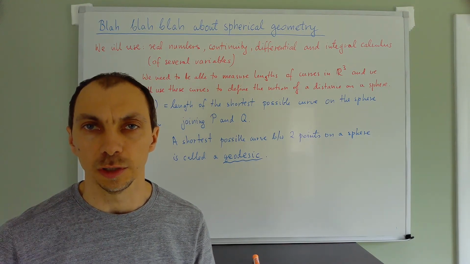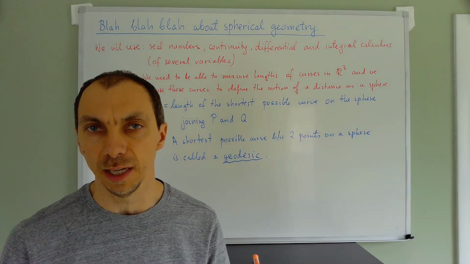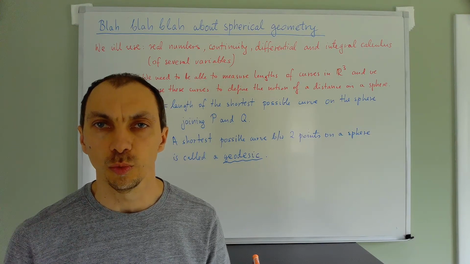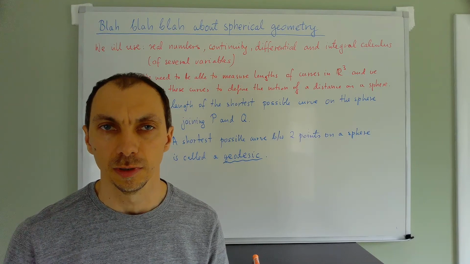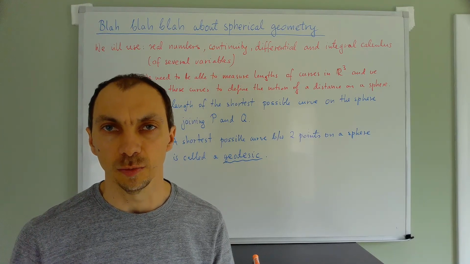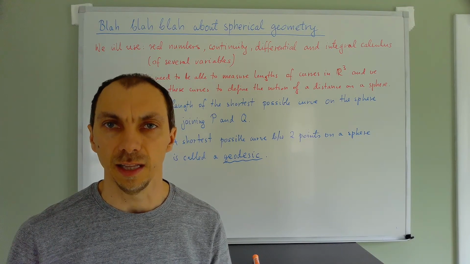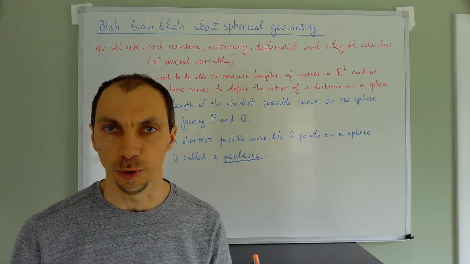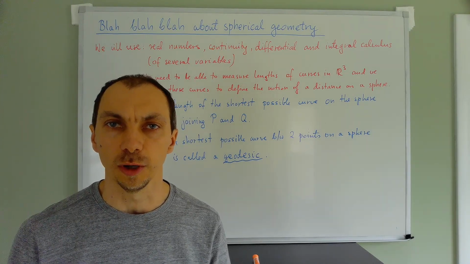Therefore, for given 2 points and given any curve joining those 2 points, we would be able to find the length of that curve. And then we take the shortest one of those lengths and call it the distance between P and Q. And in fact, this is what the distance between two cities on Earth is. It is the length of the shortest curve lying on the surface of the Earth that joins these 2 points. So it is the length of the geodesic between 2 points.